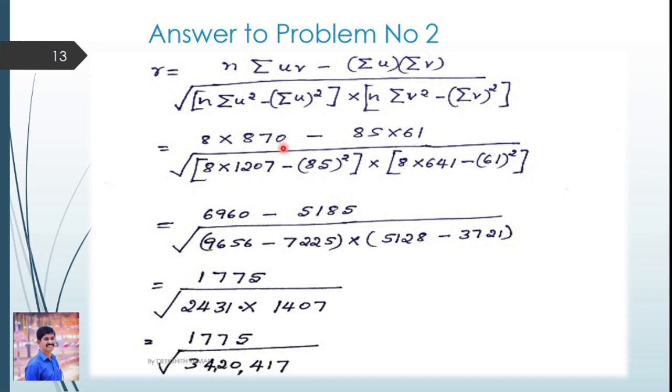8 into UV is equal to 870, minus 85 into 61, that is sigma u and sigma v. n is 8, sigma u square is 1207, minus sigma u, that is 85 whole square, into 8 into sigma v square 641, minus sigma v, that is 61 whole square. 8 into 870 is equal to 6960, minus 85 into 61 is equal to 5185, divided by square root of 8 into 1207 is equal to 9656, minus 85 into 85 is equal to 7225, into 8 into 641 is equal to 5128, minus 61 whole square, that is 61 into 61 is equal to 3721.